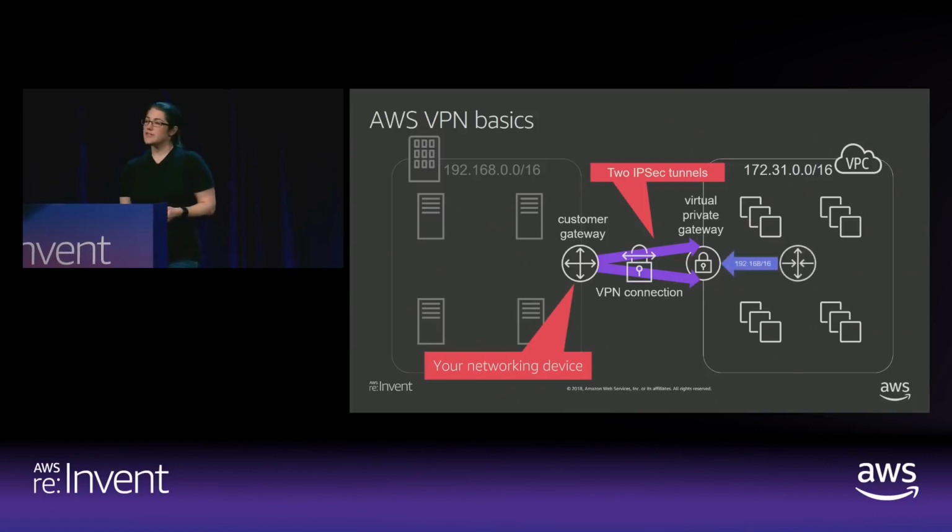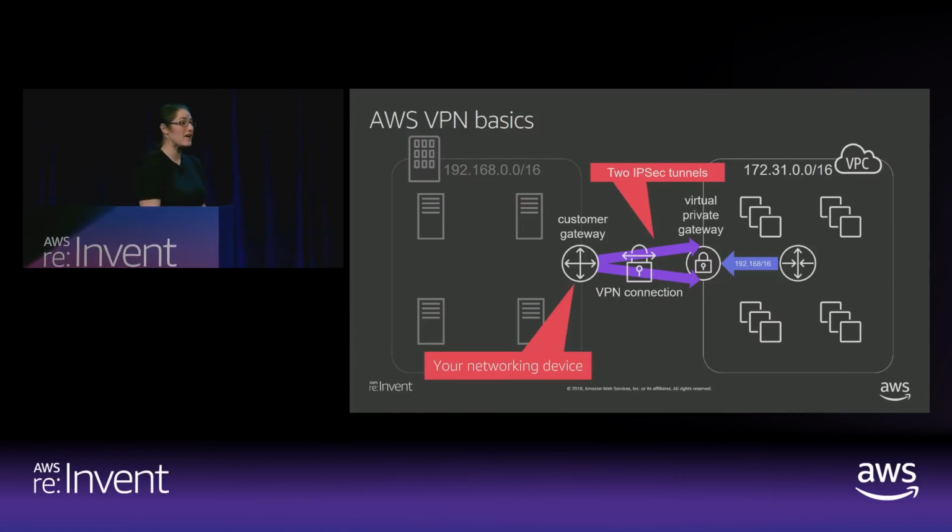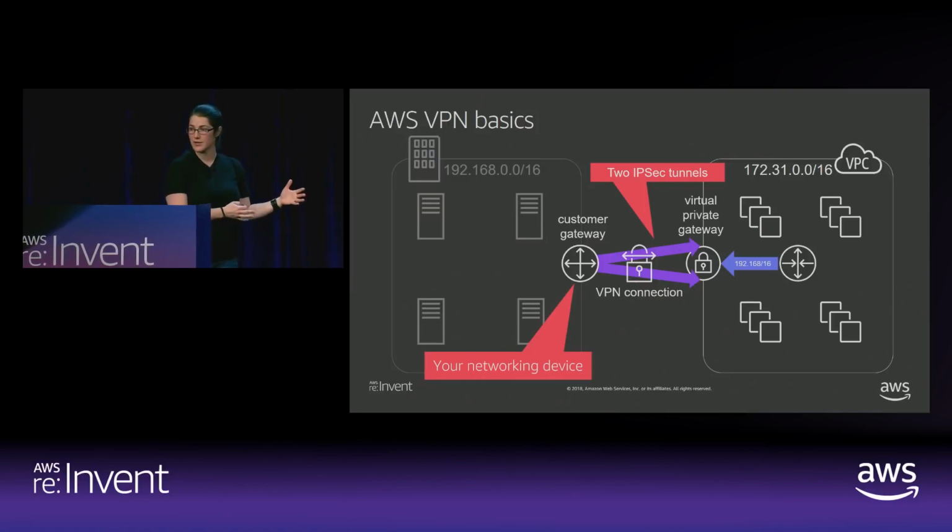And then the last thing you need to do, just like with many of our other examples, is set up that route to say traffic that looks like it's destined for the private IP range of my on-premise network, send it to that VGW.